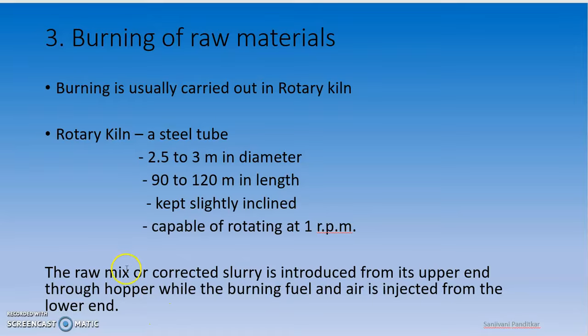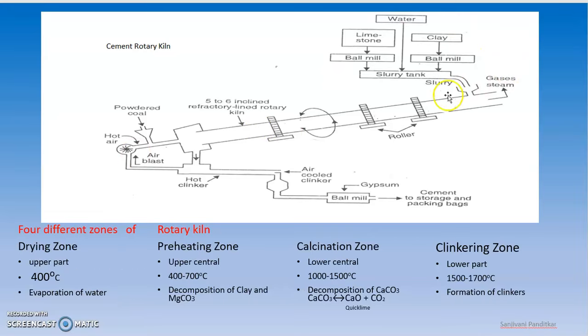Now the raw mix, if the dry process is used, or corrected slurry if the wet process is used, is introduced from its upper end through the hopper, while the burning fuel and air are injected from the lower end. We can see from the diagram, here is the upper end from where the raw mix or corrected slurry is introduced, while from the other end we can see the powdered coal and hot air injected from the lower end.